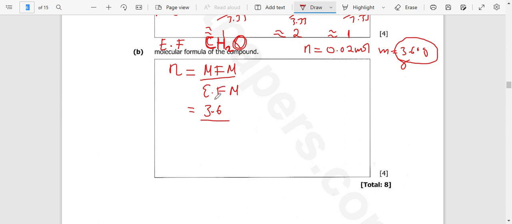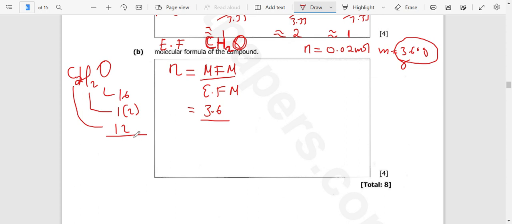And then what of the empirical formula? For the empirical formula mass, what you do is first find the molar mass from the empirical formula. Remember the empirical formula is CH2O. So oxygen, you know the molar mass is 16. We have got two hydrogens and the molar mass is 2. Then you have got one carbon, the molar mass is 12. So if you add this, 12 plus 2 plus 16, that is going to give us 30.